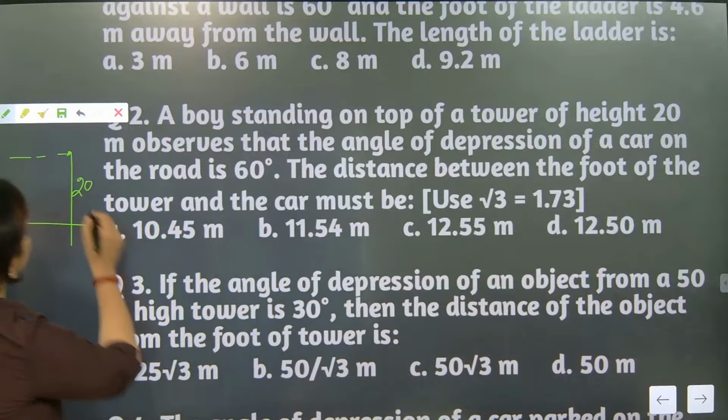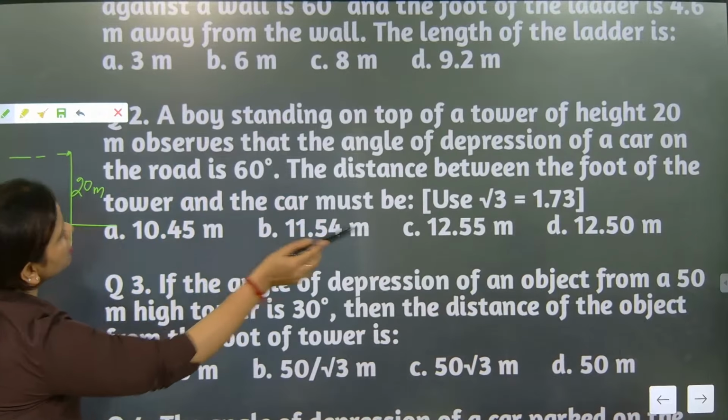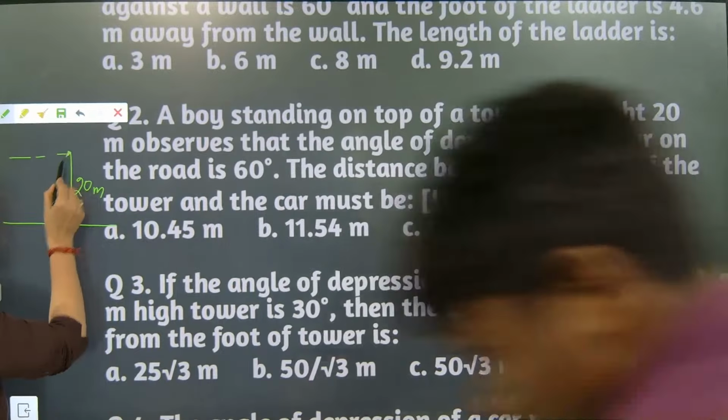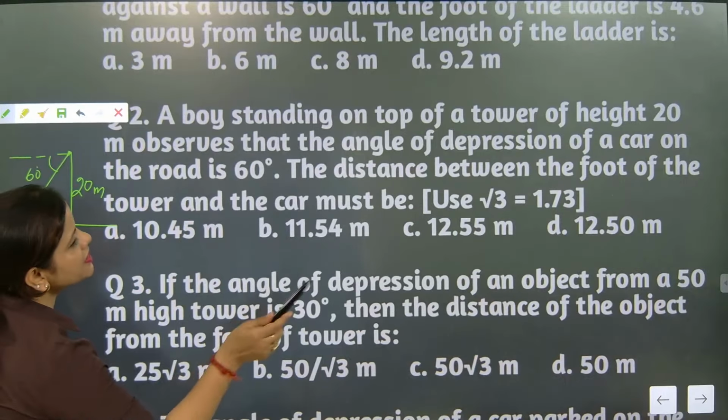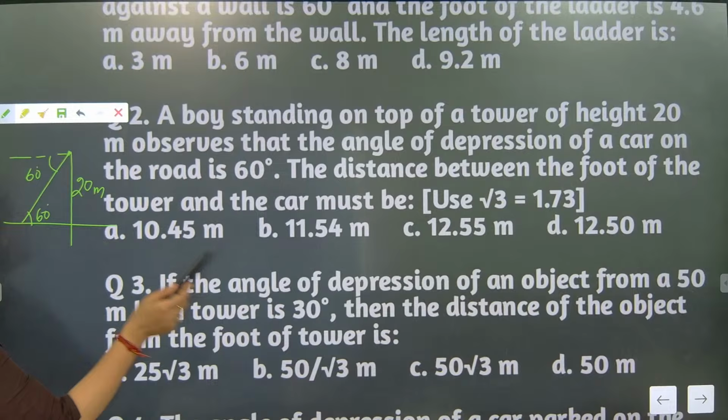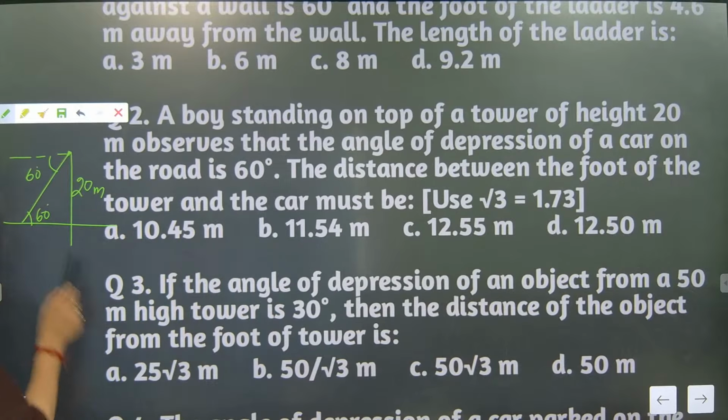So that is coming as 20 meters. Observe the angle of depression. The angle of depression is coming as 60 degrees. This is 60 degrees, which means this will also come as 60 degrees. What is the distance between the foot of the tower and the car?